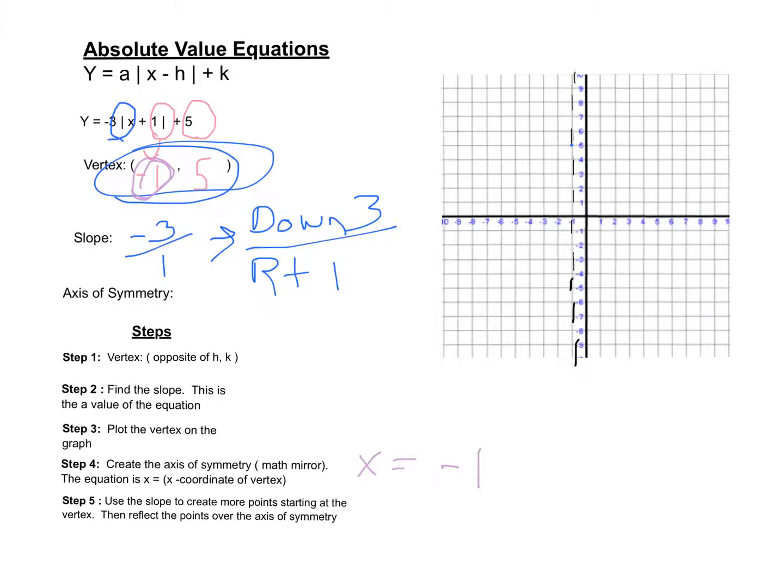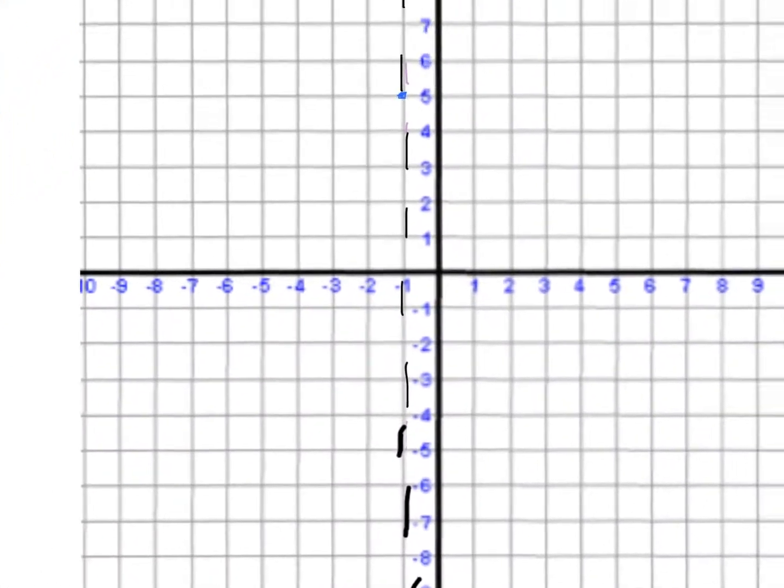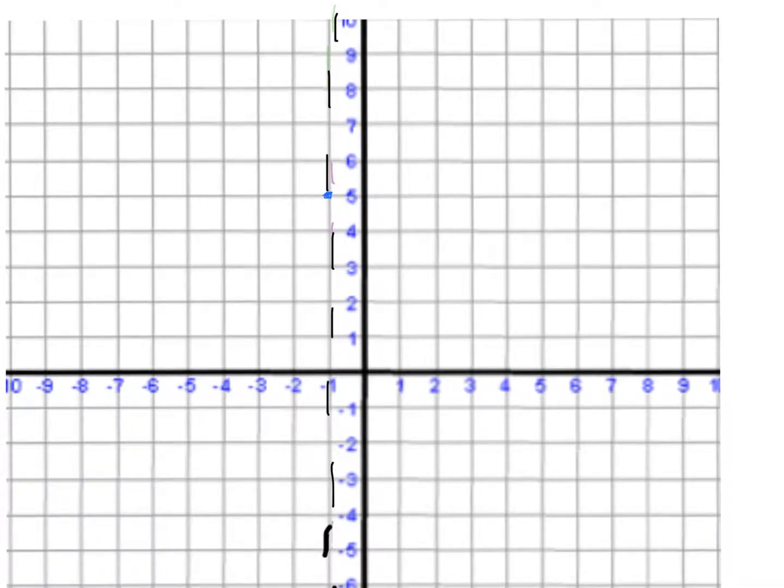Now using the slope, we're going to create some more points. Now remember, my slope in this case was negative 3 to 1. So again, from our vertex coordinate, so let's zoom in right there. Our slope was negative 3 to 1, so we're going to go down 3. 1, 2, 3 over 1. Down 3. And I'll just do one more for fun.